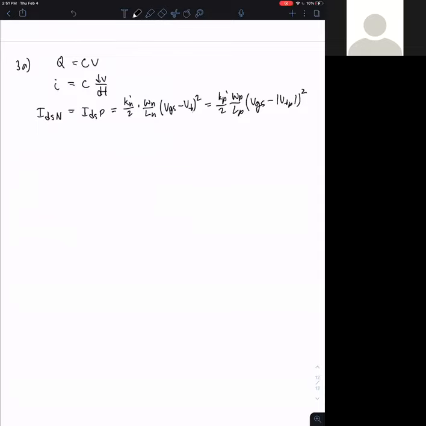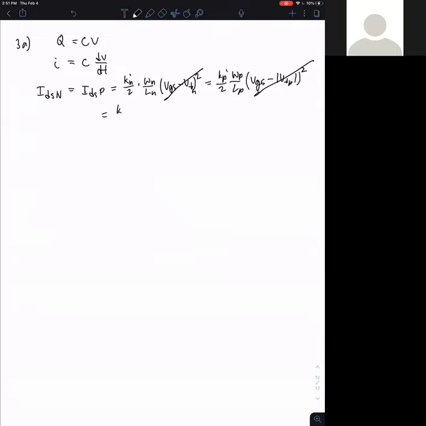Since VT of N and VT of P are equal to each other in this case, we can just cancel these out since they're the same quantity. Eventually we're just left with this. We can also cancel out the 2s because they're on both sides. And then we can go ahead and rearrange this as well: Kn prime over Kp prime equals W over L sub P and W over L sub N.